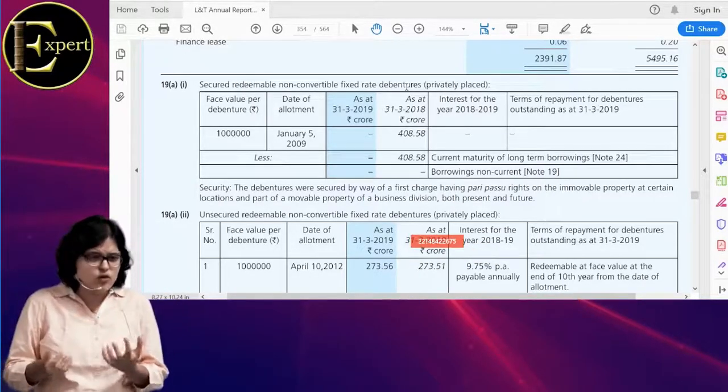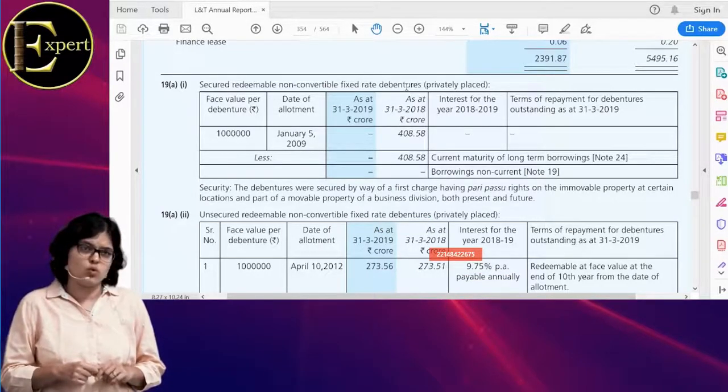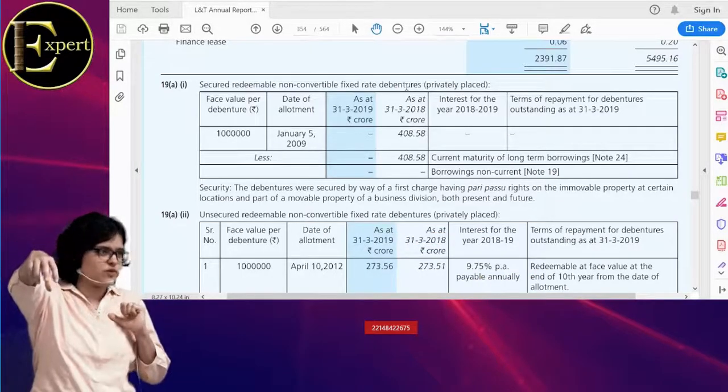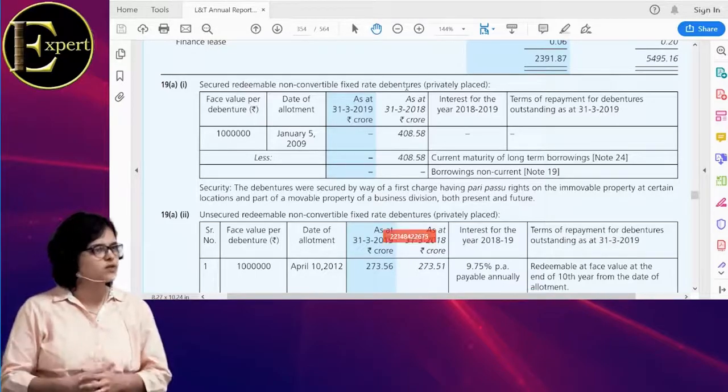Am I asking for ownership in Shriram Transport Finance Corporation if I'm investing in debentures? No. What am I saying? Give me a fixed rate of return. So for Shriram Transport Finance Corporation, would it be like own funds or would it be like loan funds? It would be like loan funds.